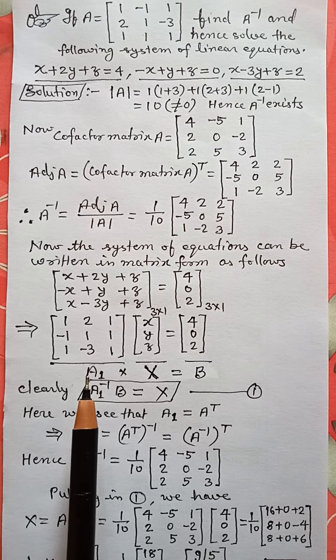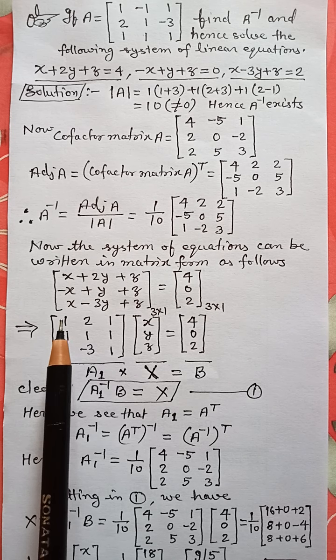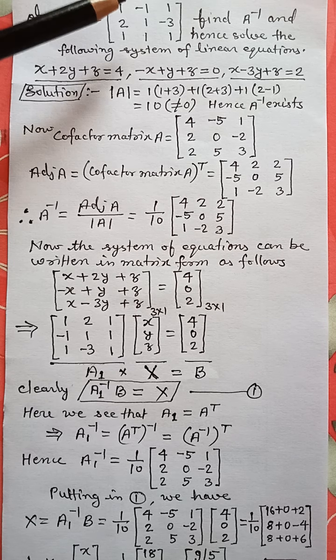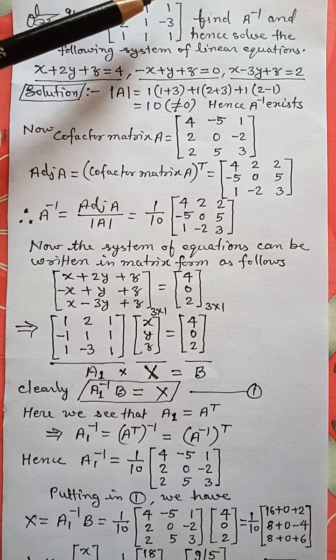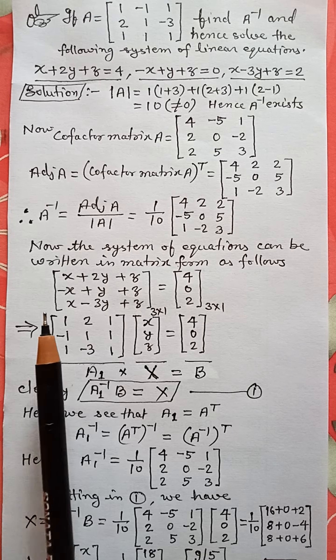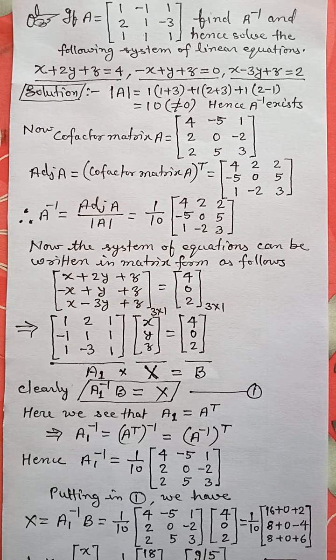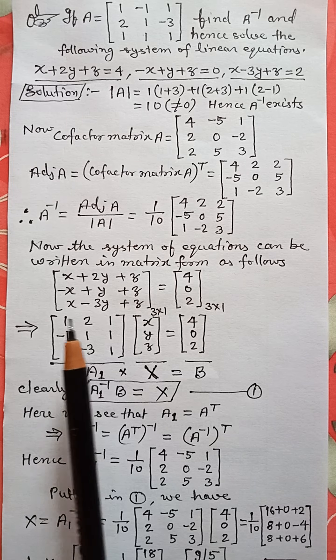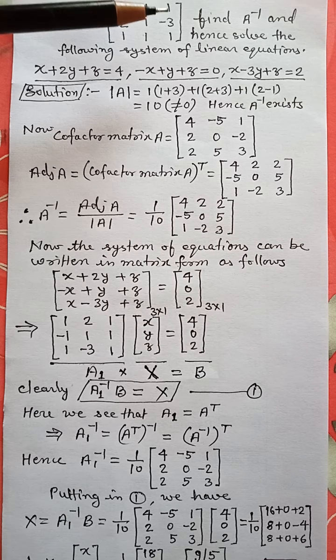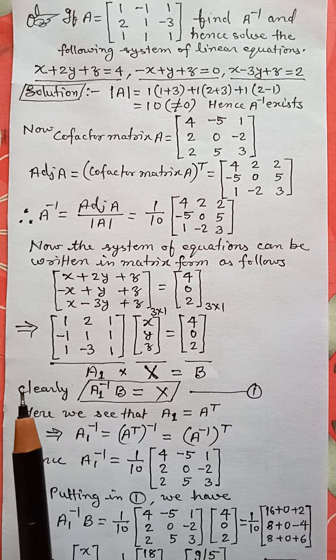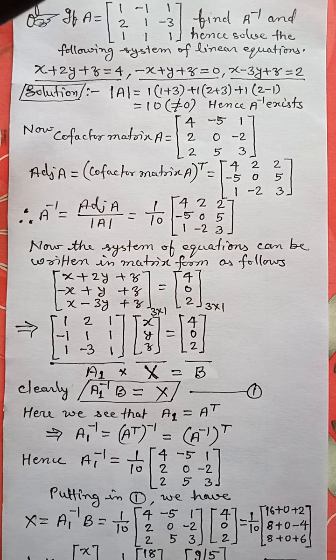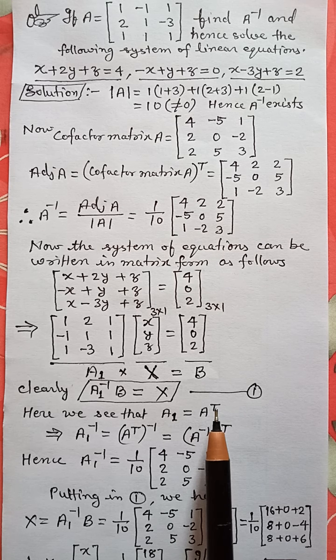Now we have to find A1 inverse. Now what do we see here? This is A1, 1 minus 1 1. Here it is 1 minus 1 1. That means here row 1 is nothing but here column 1. Row 2 is nothing but column 2. Row 3 is nothing but column 3. That means this A1 is the transpose of this matrix. That is why I have written here by inspection A1 is equal to A transpose.